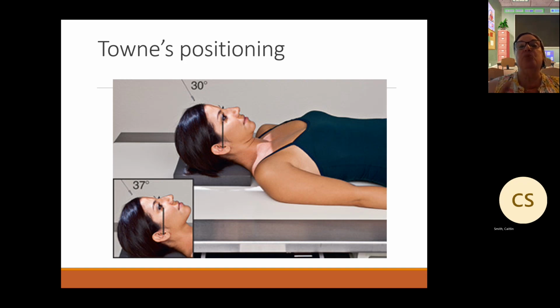Okay? That's why it's important to know about the 7-degree difference between the orbital meatal line and the infraorbital meatal line.